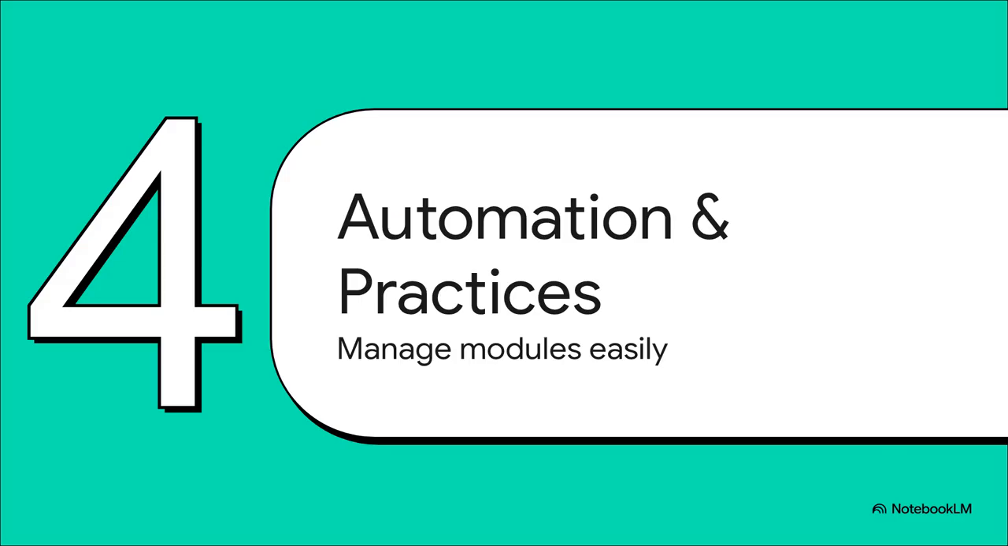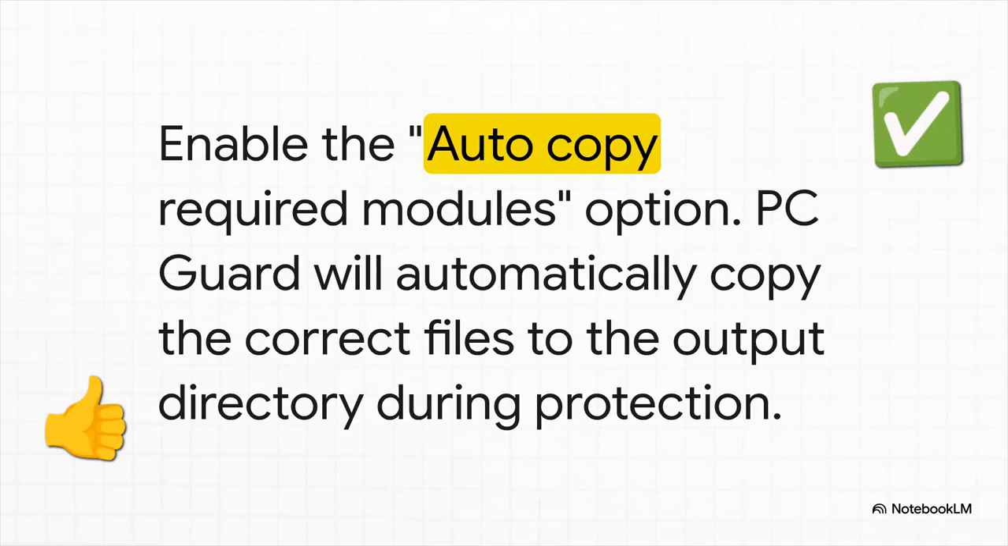Okay, so we've seen all the different files, all the ways things can go wrong. It sounds like a lot to keep track of, right? So how do you manage all this without pulling your hair out? Well, the good news is there is a much, much easier way. And here it is. This is the pro tip, the one thing you should remember if you forget everything else. In your system settings, just go find and check the box for Auto Copy Required Modules. Seriously, enabling this one little feature will save you so much trouble. It basically fixes all the problems we've just talked about.